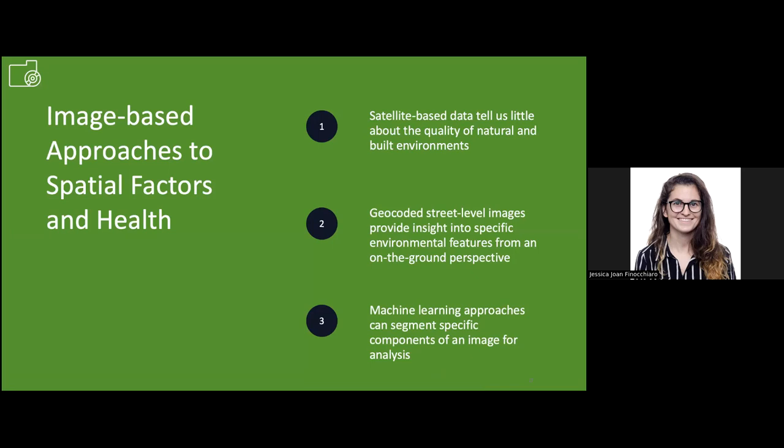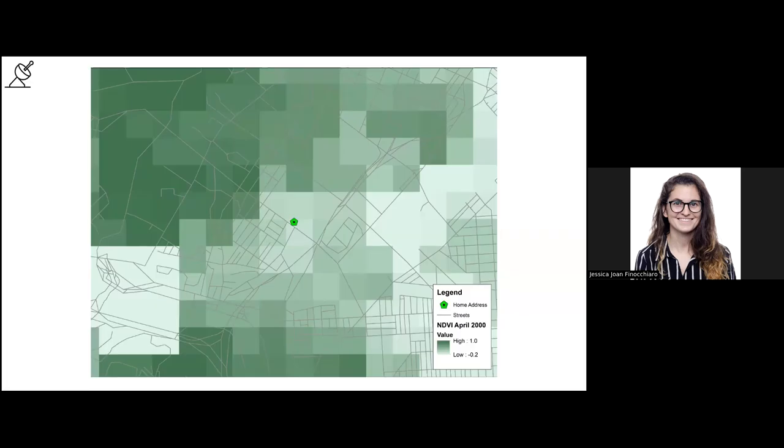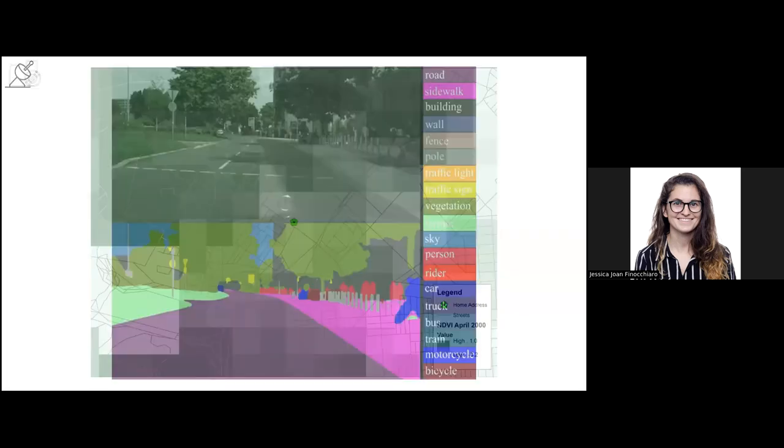But geocoded street-level images like Google Street View can provide insight into specific features from an on-the-ground perspective, right? So as you experience them. And really, these machine learning approaches are just ways of scaling this up, so I don't have to sit there and annotate every pixel in an image, right? So this just helps us to do it faster. And so we can go from our top-down approach to something like this.